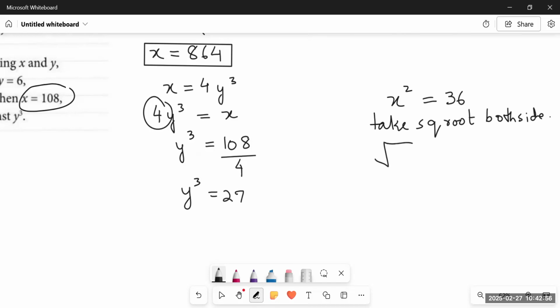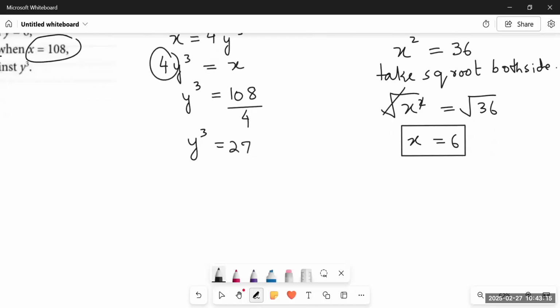By taking the square root on both sides, this square will cancel the square root and we are left with x. And we know 36 is a perfect square of 6. So the answer to this would be 6. Similarly, if we are provided with y cube is equal to 27, what are we going to do? Since there is a cube over here, we have to take the cube root on both sides.